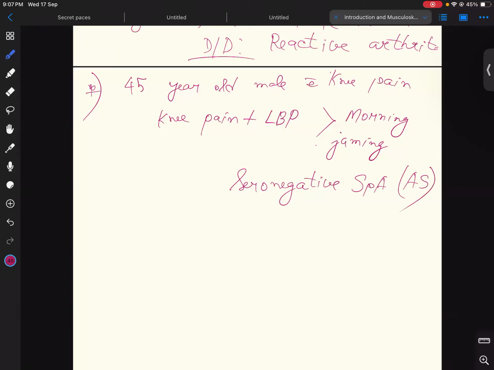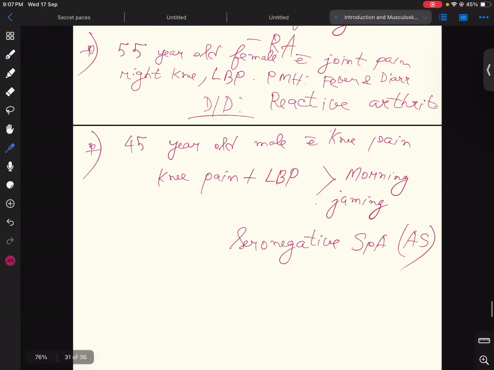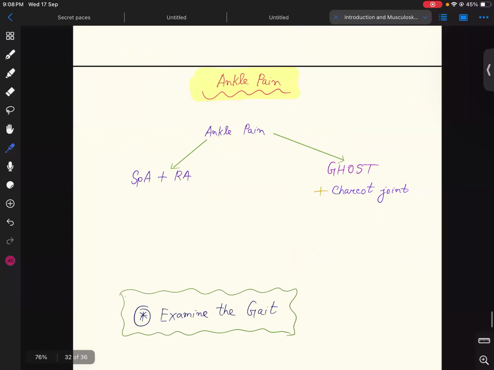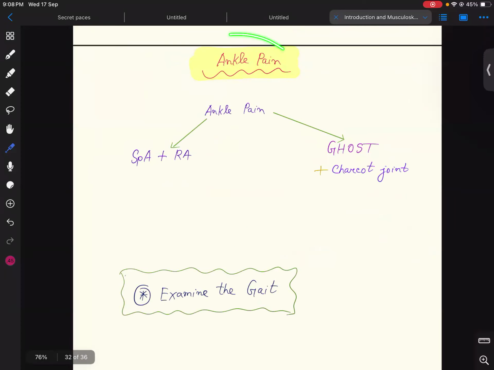Is it clear to everyone? These cases come in the PACES exam. Is this clear to everyone regarding the approach to the knee pain? If it is clear, then I can proceed with the next case. Should I proceed? Okay. Then another triple star case is ankle pain. This prompt has already come in this Diet 2 exam.